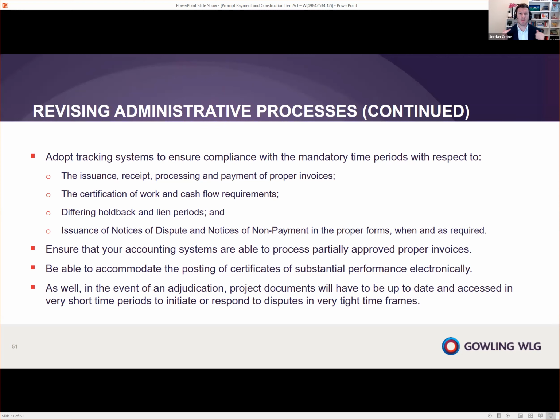So you're going to need to put into these tracking systems the dates for issuance, receipt, processing, and payment of proper invoices. That was that chart that we looked at. You're going to have to put in the date for the certification of work and cash flow requirements. You want to put in the dates for the new holdback and lien periods. And you want to make sure that you're not missing the dates for the notices of dispute and notice of non-payment, including what forms need to be used and when and where they're required.